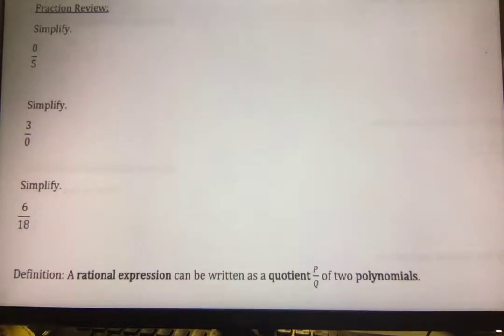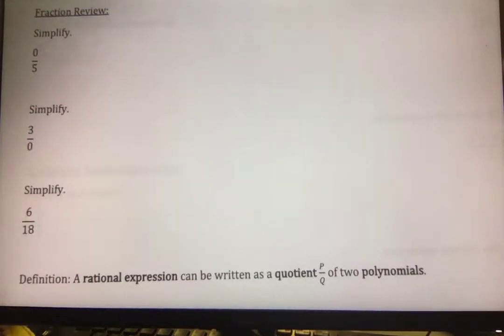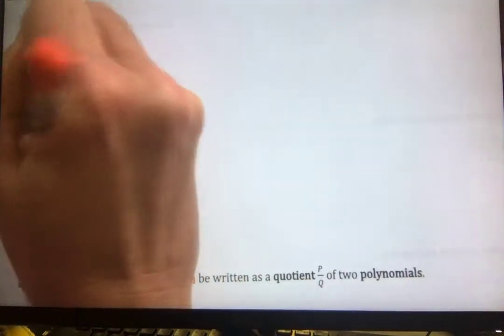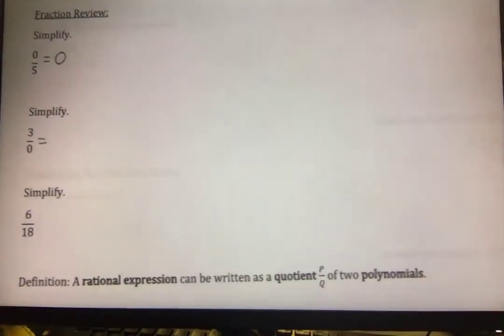Let's simplify. Before we even look at this first example, what does a fraction mean? What operation does a fraction mean? Add, subtract, multiply, or divide? Divide, perfect. So if we have 0 over 5, that's really like 0 divided by 5, which is 0. If we have 3 over 0, 3 divided by 0? Undefined, good. Put it in your calculator. 3 divided by 0, what does your calculator say?